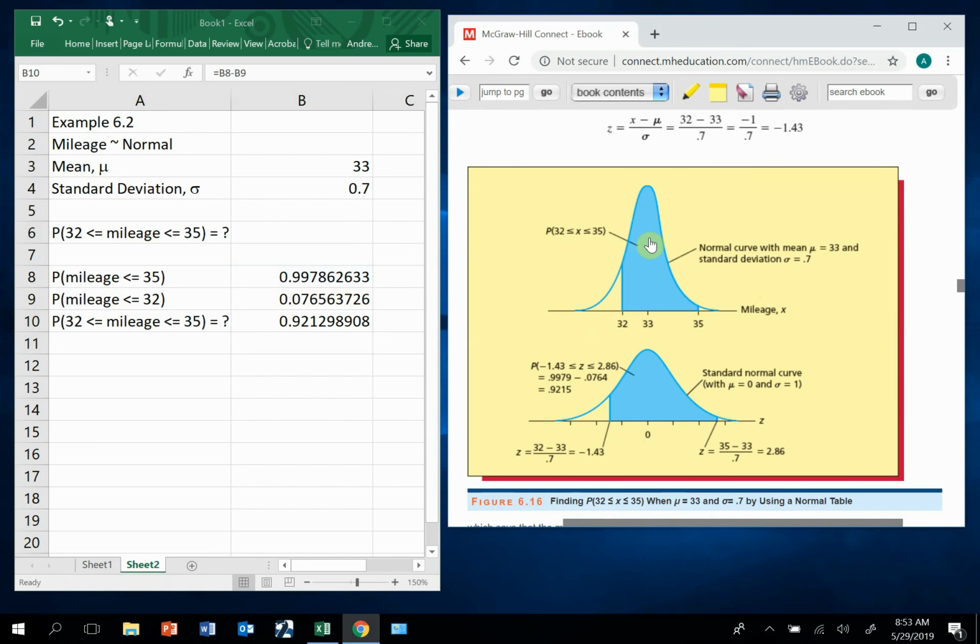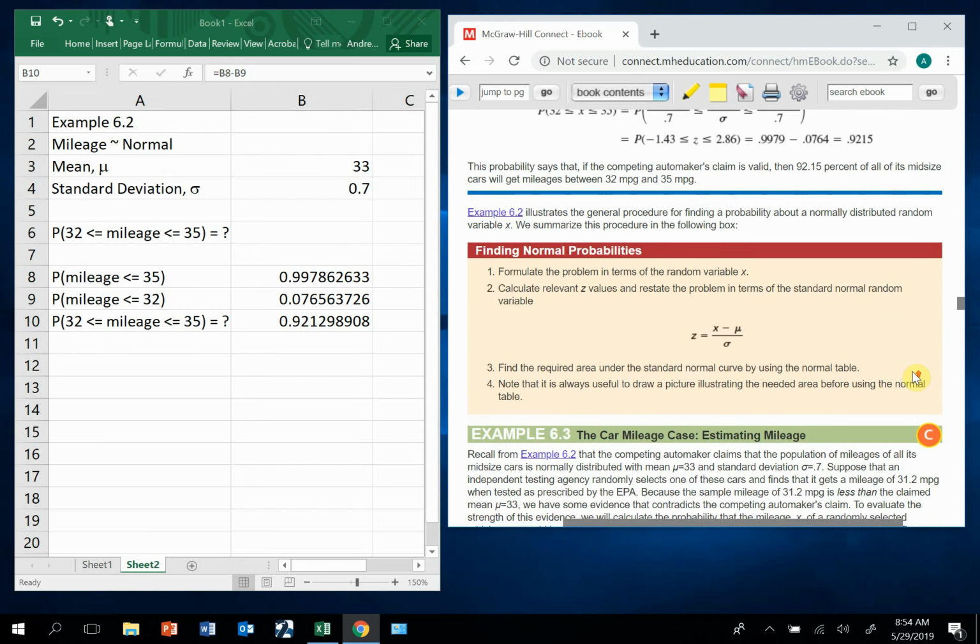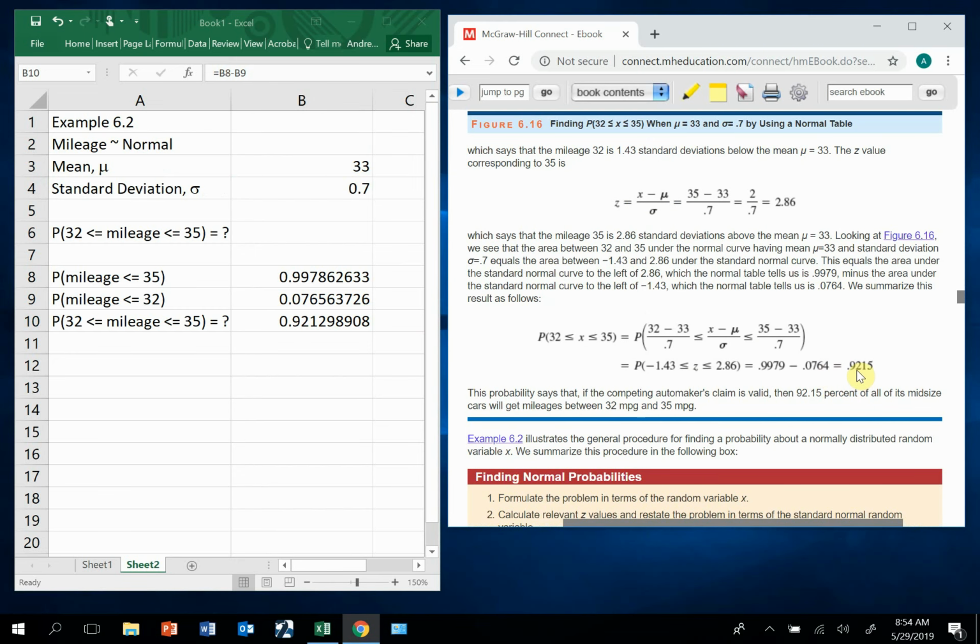I'm going to go over here and scroll down. What we just solved for is this blue area. This area, this 0.997, is 35 all the way. It's all this blue, but we have to subtract off this little sliver here. So when you take this number and this number, you wind up with this blue area. That's the right answer right there. There's the answer in both of them.